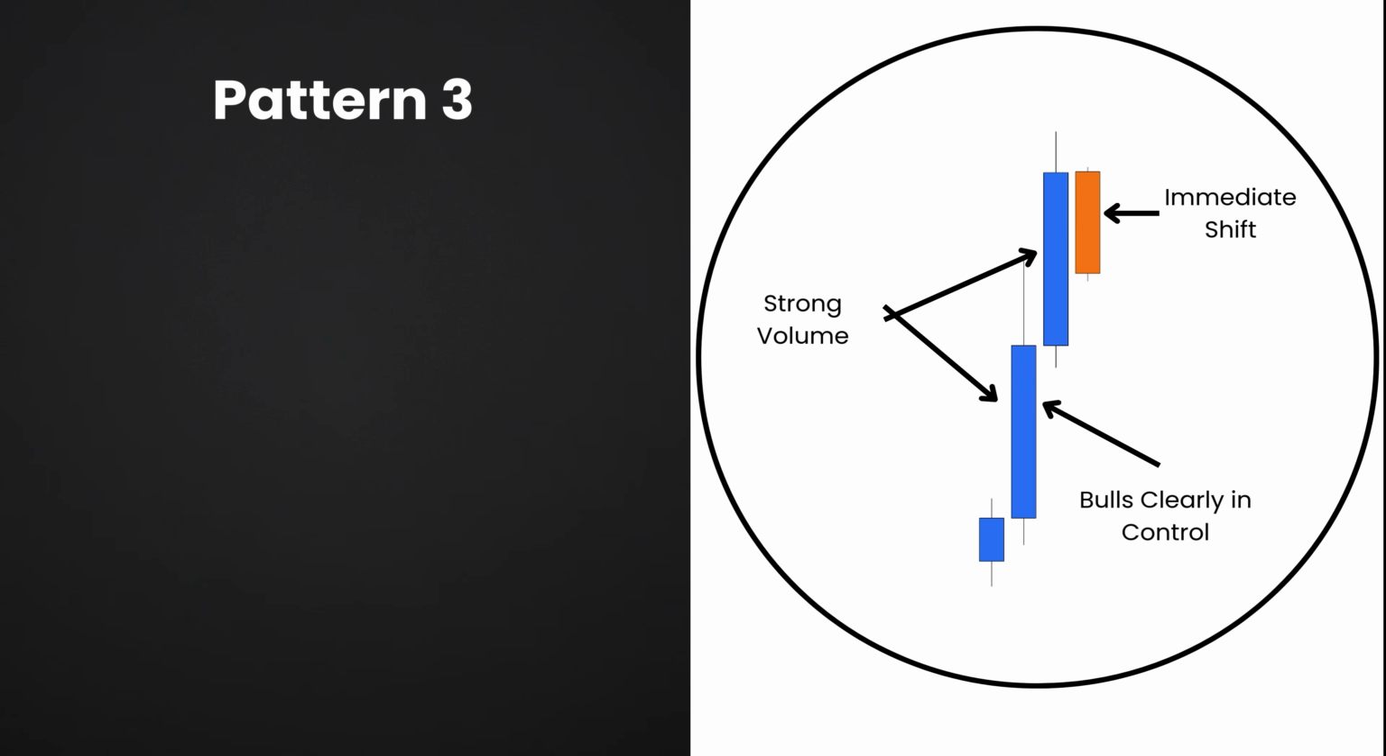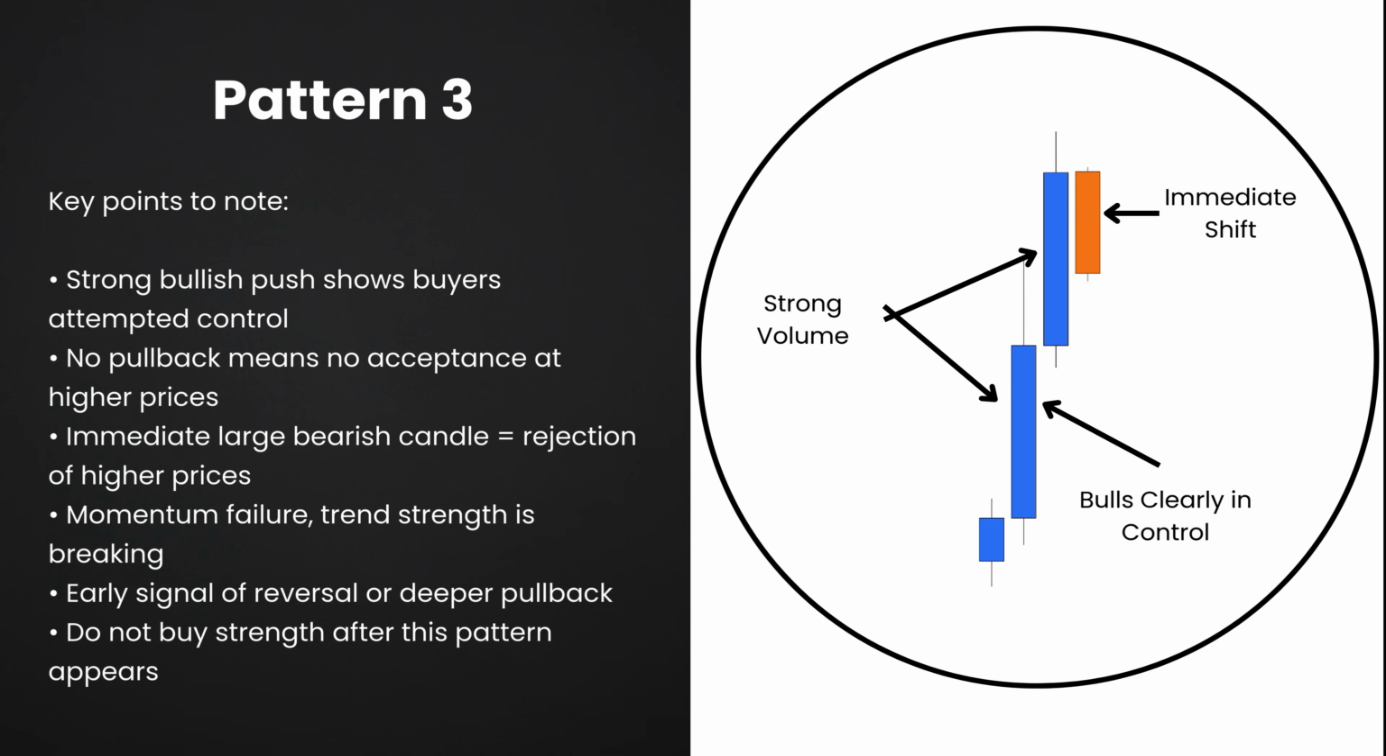Instead of a healthy pullback and continuation, price immediately prints an aggressive bearish candle that eats straight back into that bullish move. No base, no consolidation, no acceptance higher. That tells you something very important. Buyers tried to push price higher and they failed immediately. Control just shifted.